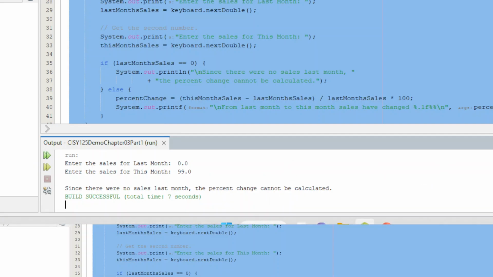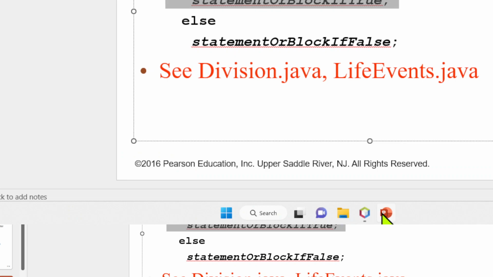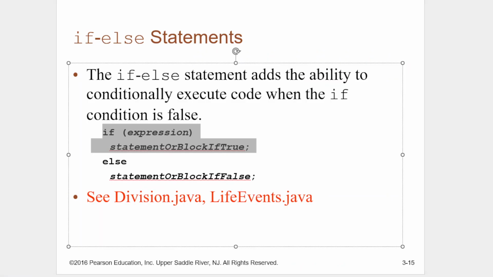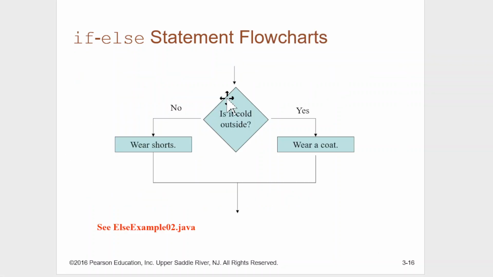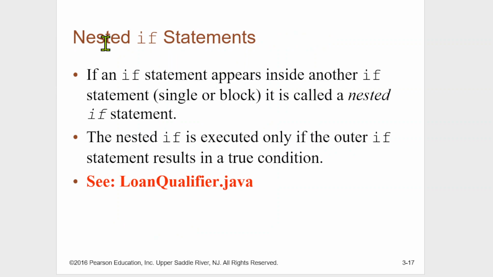Let's pop back over to our slide deck and see what we've got going on. All right, so that's the if-else. The if-else flowchart looks kind of like this. Is it cold outside? Yes, wear a coat. No, wear shorts. The last part we have is the nested statement. An if statement that appears inside another if statement, or a single block, is called a nested statement. A nested if is executed only if the outer statement results in a true condition.